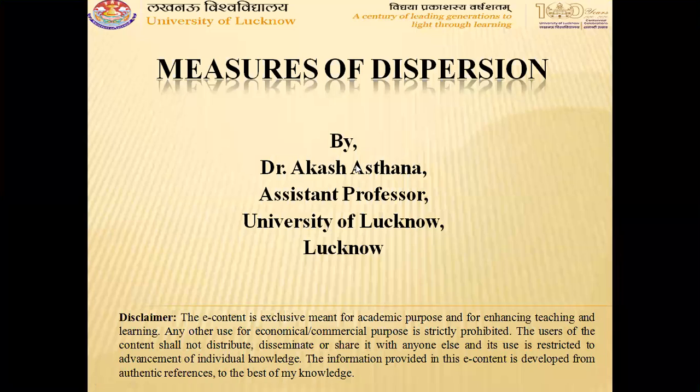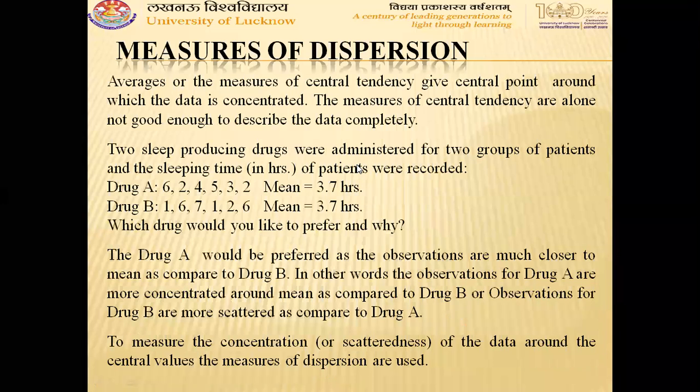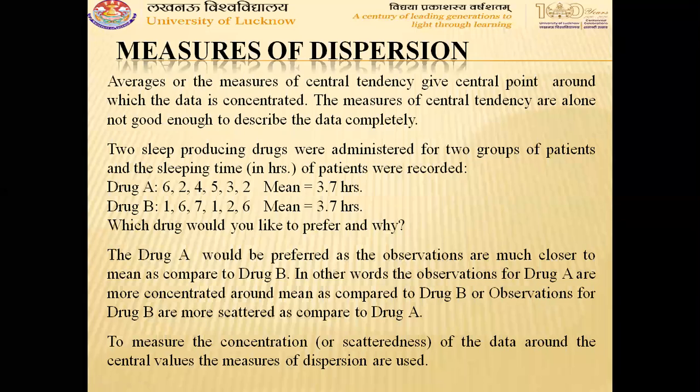About measures of dispersion. So why do we use measures of dispersion? The averages, or the measure of central tendency, give the central point around which the data is concentrated or scattered. But the measure of central tendency alone is not good enough to describe the data completely.